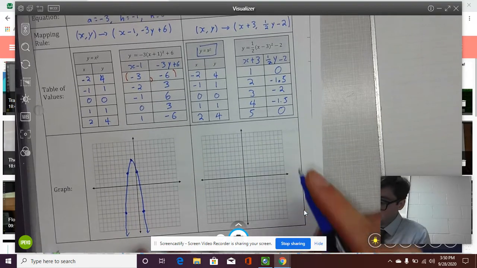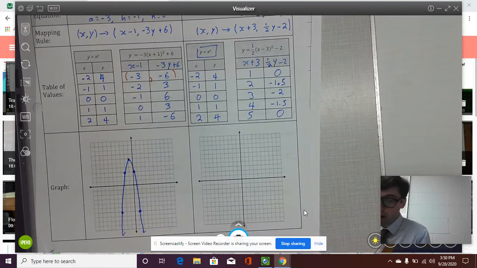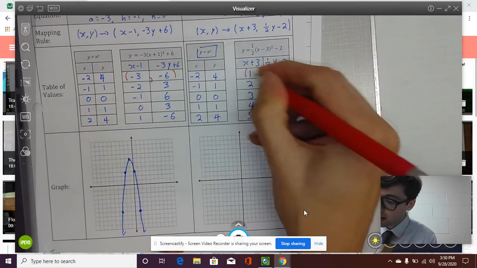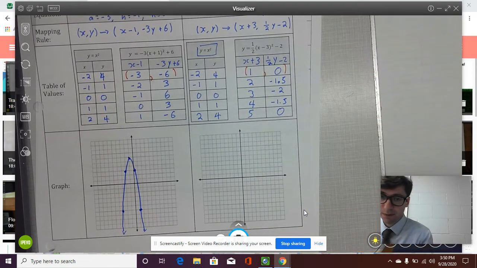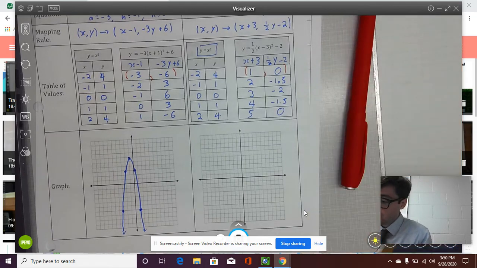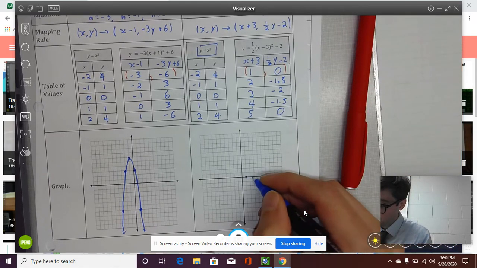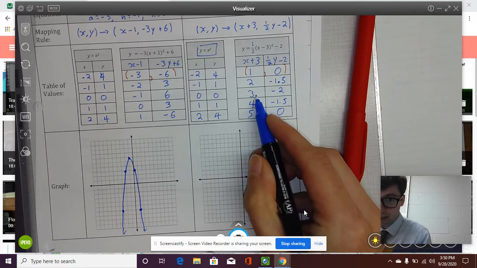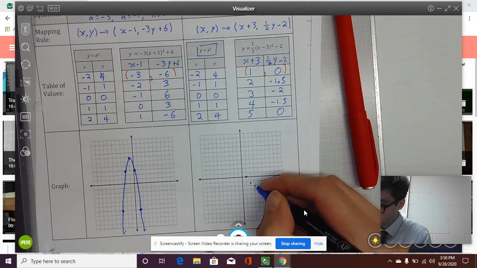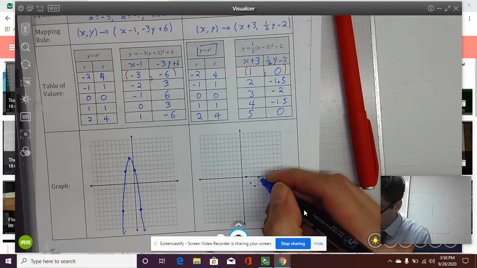So now I can graph these points. Again, every row in a table of values is an x, y coordinate pair that I can graph. So I'm starting with 1, 0. Then I have 2, -1.5. Then I have 3, -2, so 3 over and 2 down. 4, -1.5 and 5, 0.